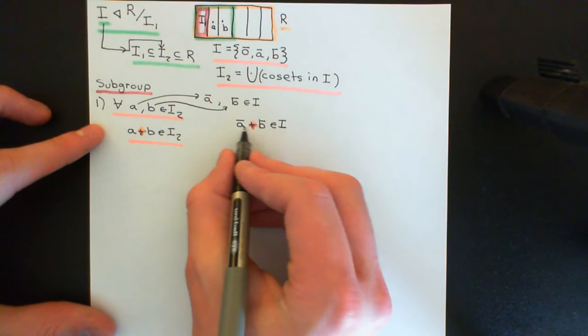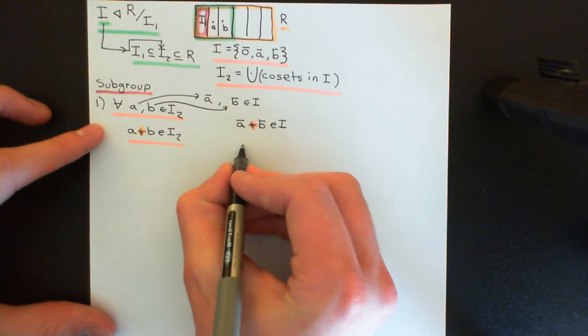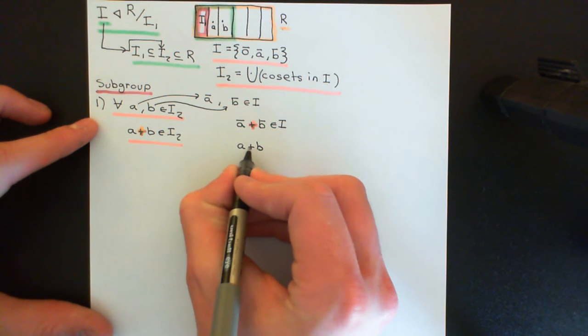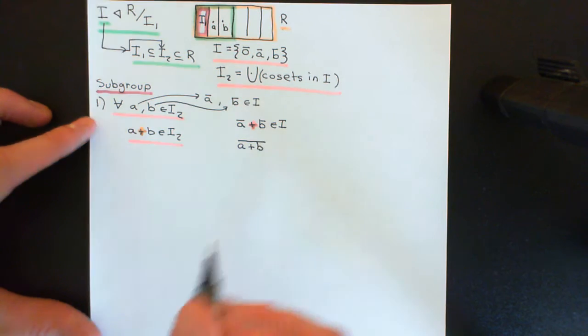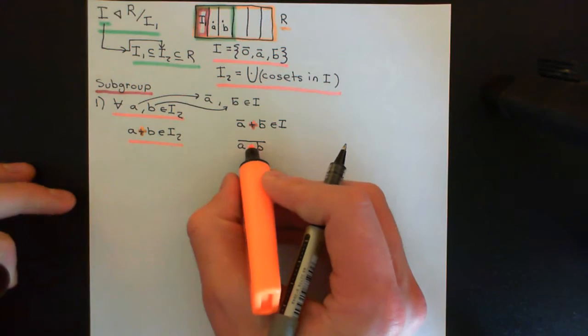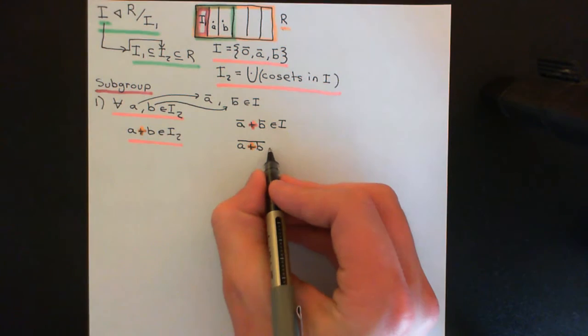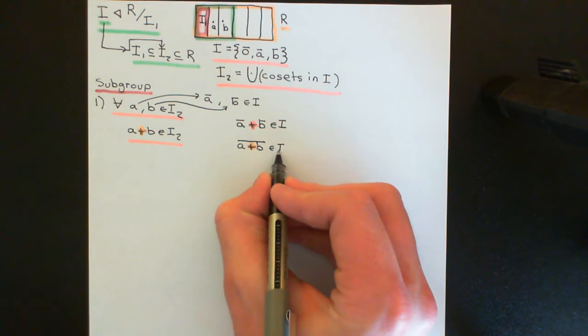So we can think of this as: take the representative A, take the representative B, add them together in the initial ring, and take the coset that contains that. So this is now addition in the initial ring. And that coset must have been in the ideal capital I.